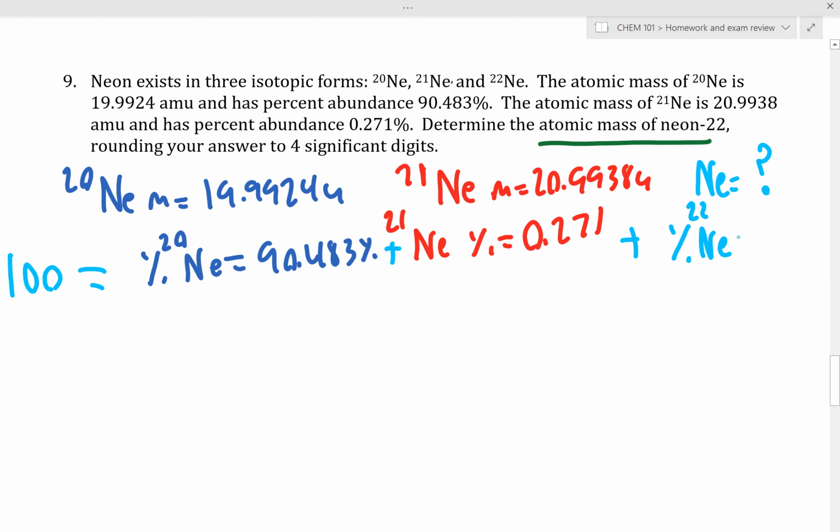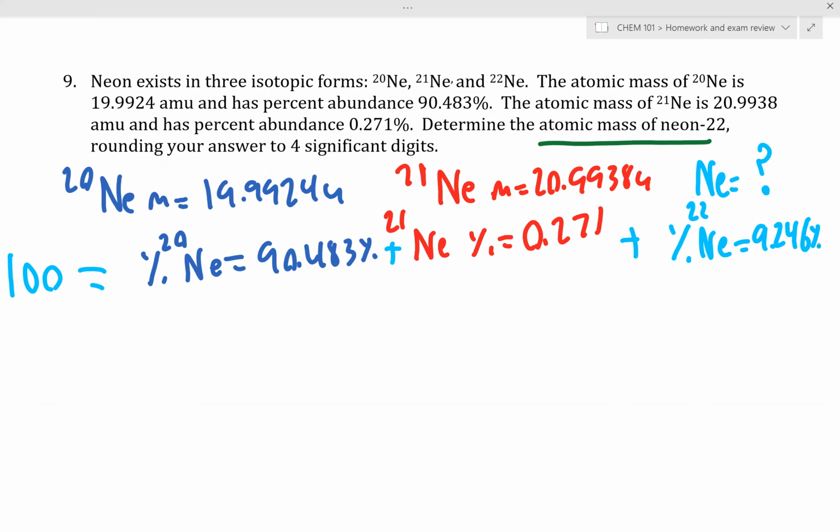Yes. So by subtraction, I'm going to take 100 minus 90.483 minus 0.271, and that gives you 9.246%. Okay, so we have a ton of information here, and as the cherry on top, what's one other piece of information you always are expected to have access to if I give you a periodic table?